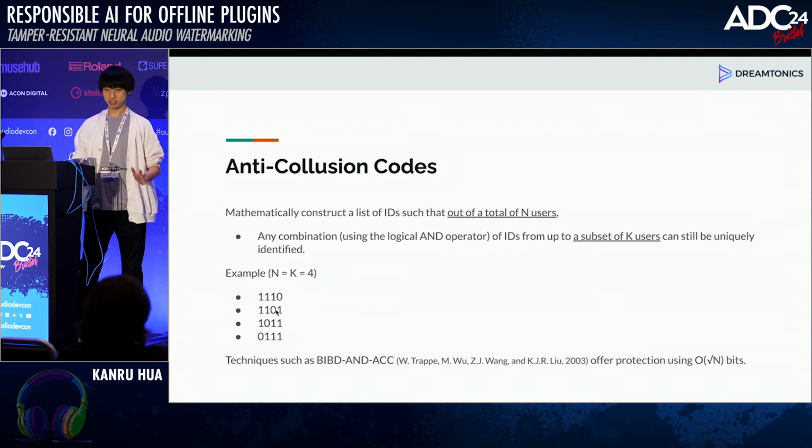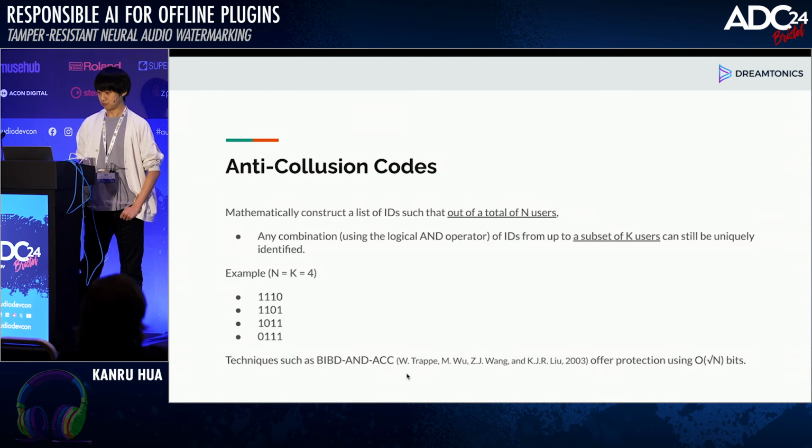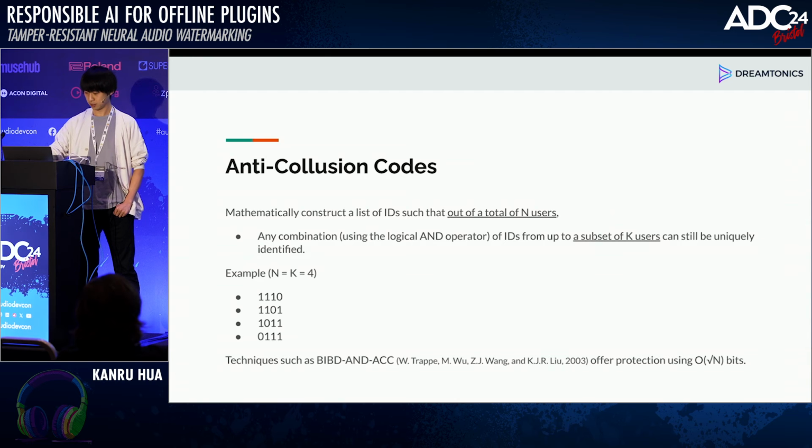But this is not a very scalable example, because in order to support n users, you literally need n bits. If you're talking about 1 million users, you need 1 million bits, which is not doable. But there are cleverer ways to construct them. It's quite a mouthful of a word, BIBD and the ACC, which offer protection using complexity of square root of n bits. So if you're working with 1 million users, you only need 1,000 bits to protect them. But that's still a lot of information.